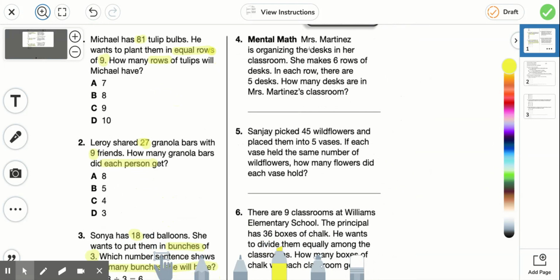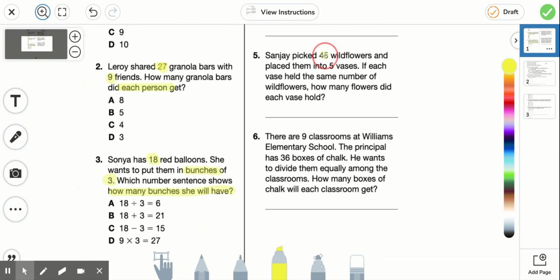Number 4, Mrs. Martinez is organizing the desks in her classroom. She makes 6 rows of desks. In each row, that word each tells me multiplication or division. There are 5 desks. How many desks are in Mrs. Martinez's classroom? Well, I know I can't divide 6 divided by 5, right? That wouldn't make any sense. And it says she's making 6 rows of desks, and each row has 5. So there are 6 rows. Each row has 5 desks. How many desks in all?